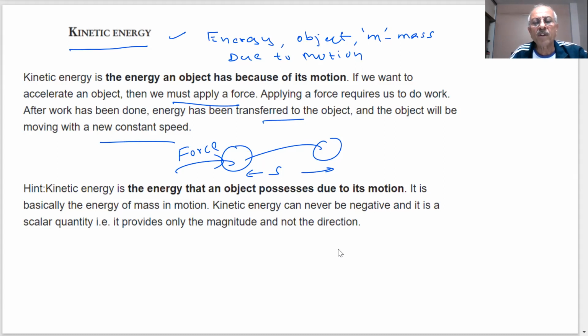Energy has been transferred when you apply the force. The object which applies the force gives the energy, and this object gains the energy. Therefore, it will start moving with a different speed. So kinetic energy is the energy an object possesses due to its motion. It is basically the energy of mass in motion. It can never be negative, and it is a scalar quantity. Important: kinetic energy cannot be negative. It can never be negative.